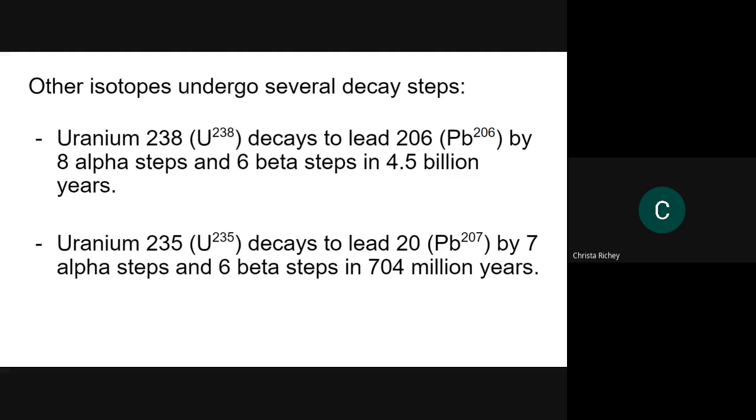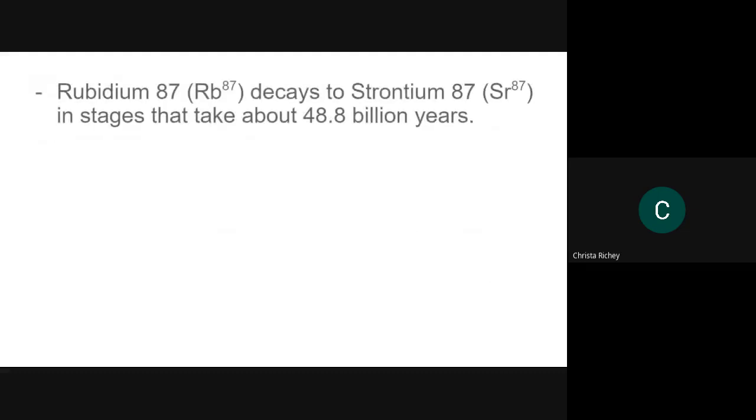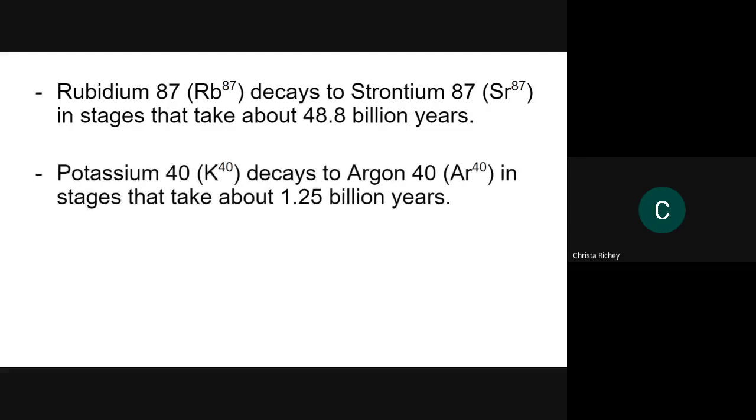We've got a couple other ones that I'm going to talk about specifically. Rubidium 87, the number 87 is the number of protons plus the neutrons together. That's its mass. It's way longer than the ones that we've used to date, those meteorites.